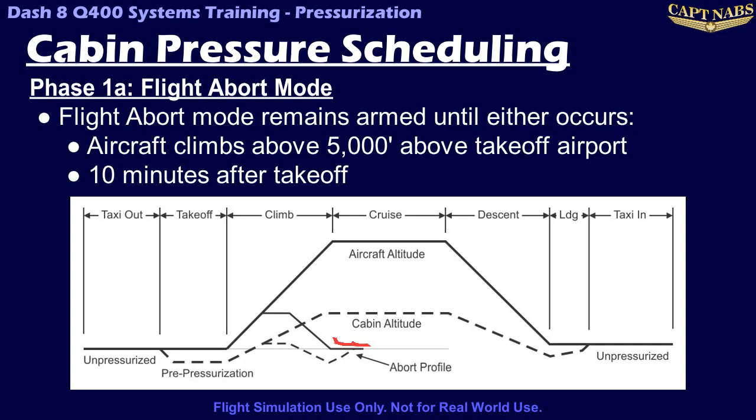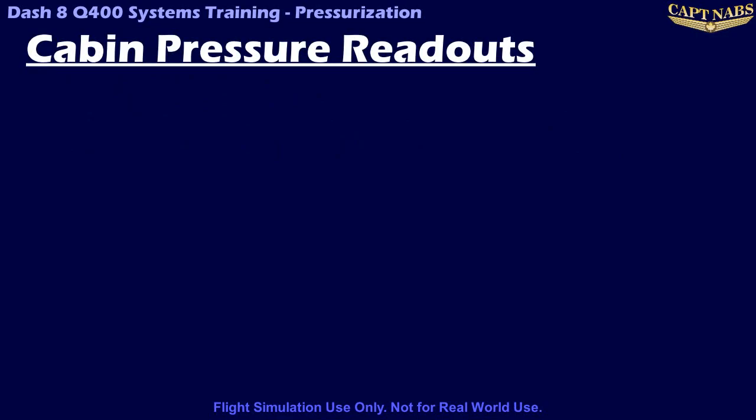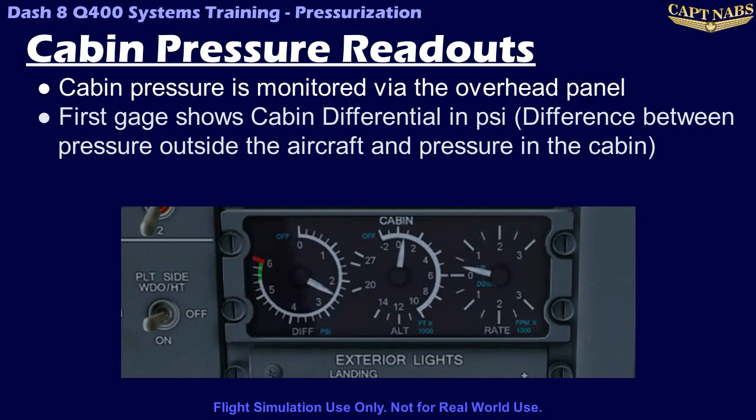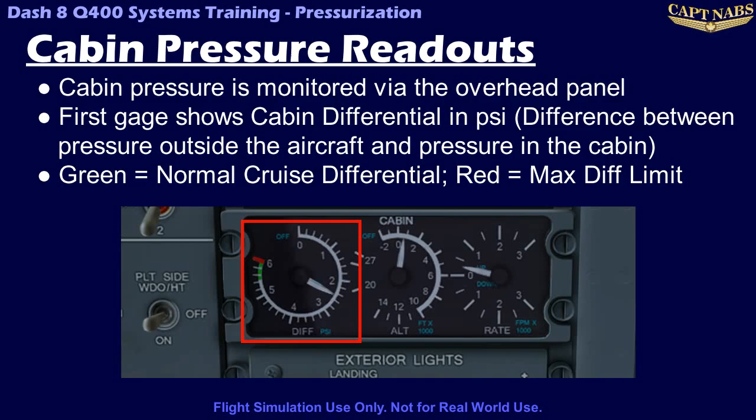The cabin pressure is monitored on the pressurization indication panel located on the overhead panel. This panel has three gauges. The first gauge shows the cabin differential. This is the difference in pressure between the outside air pressure and the pressure inside the cabin, as indicated in PSI. The green arc on this gauge shows the normal differential seen at higher altitudes. The red arc shows the upper limit to cabin differential pressure, and above this, structural failure is possible.